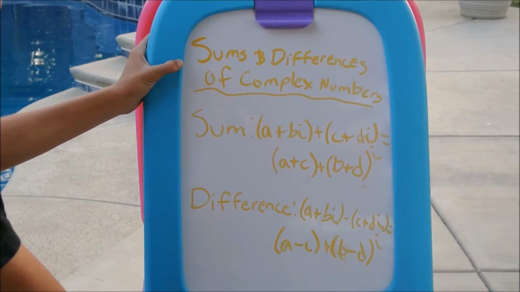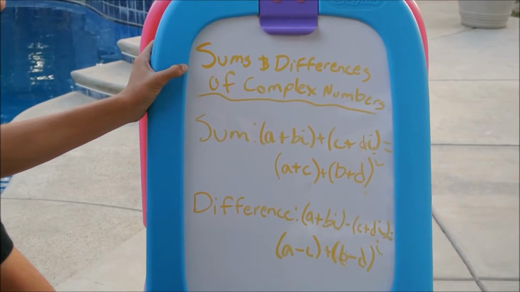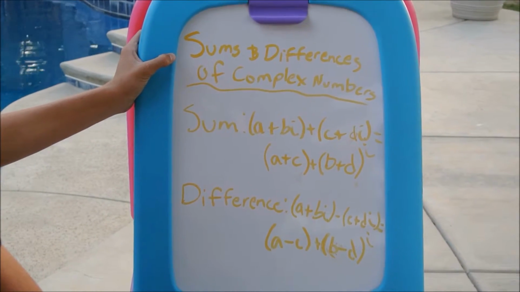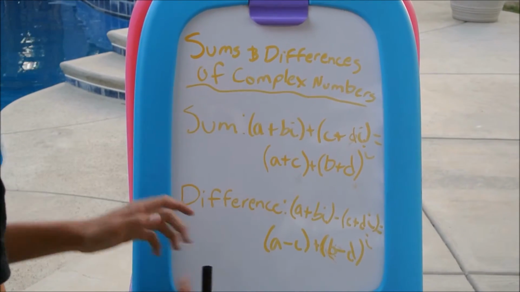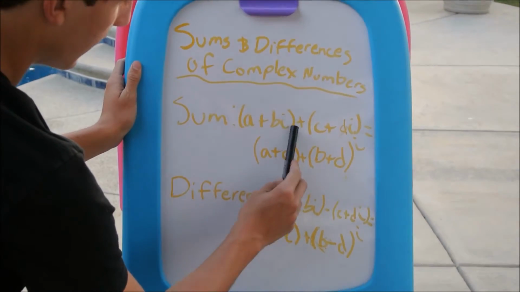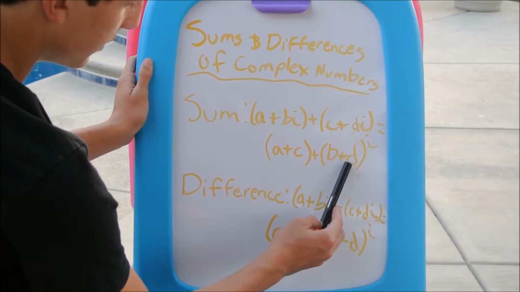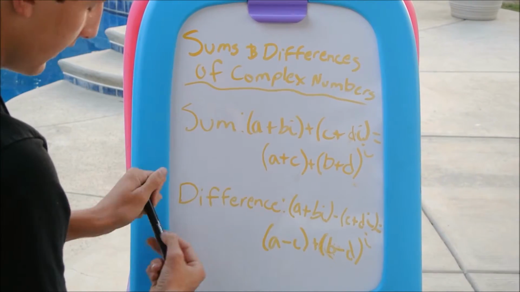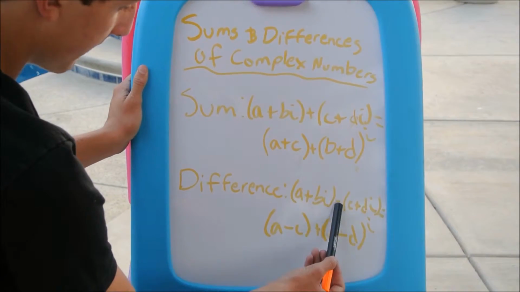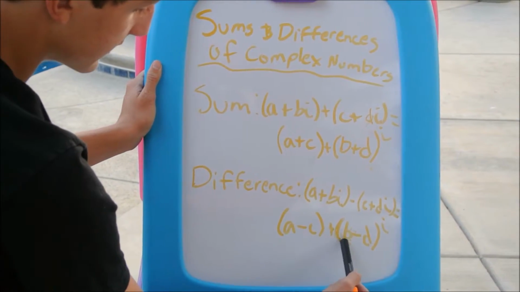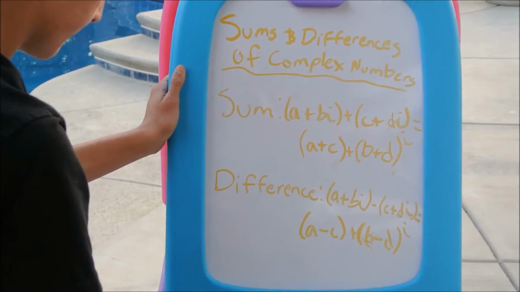Sums and differences of complex numbers. To add or subtract two complex numbers, add or subtract their real parts and their imaginary parts separately. Sum: a plus bi plus c plus di equals a plus c plus b plus d times i. Difference: a plus bi minus c plus di equals a minus c plus b minus d times i.